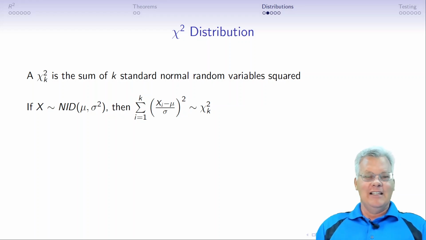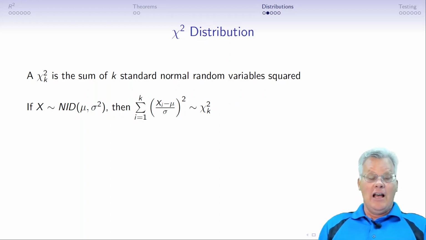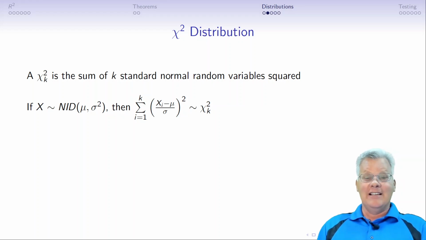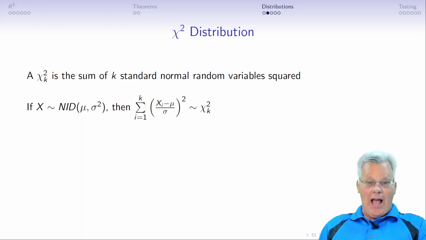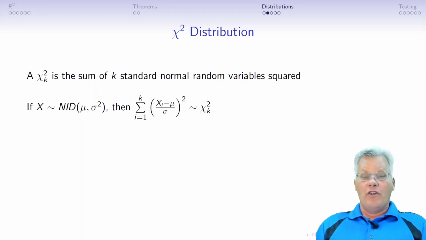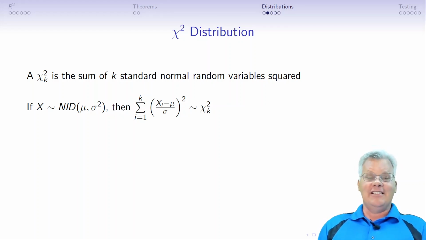If x is normally and identically distributed with mean mu and variance sigma squared, then the sum, i equal 1 to k, of the individual x's minus mu, the true unknown mean, divided by the true unknown standard deviation, squared. So you'll notice now I have in the big round brackets a standard normal random variable. I square it, I sum it over k observations. This statistic is now distributed chi-square with k degrees of freedom.